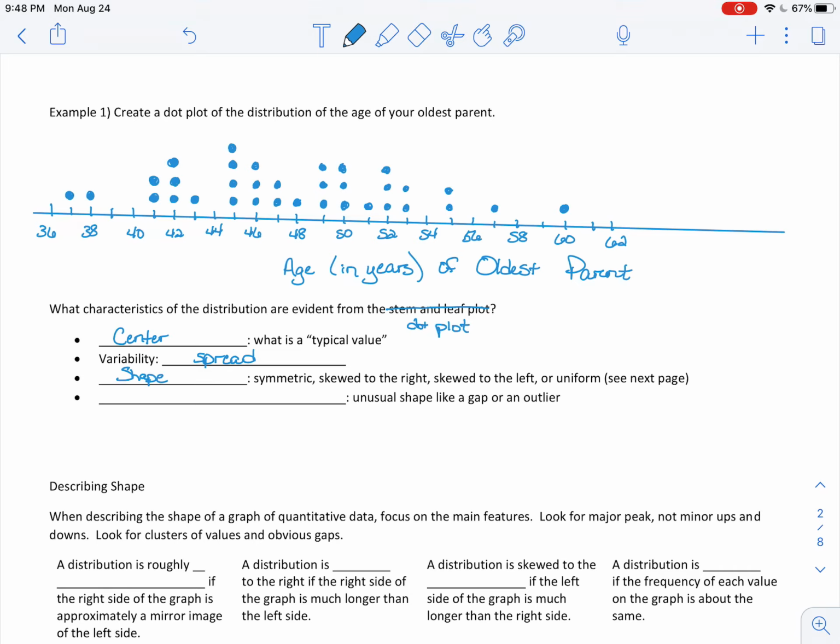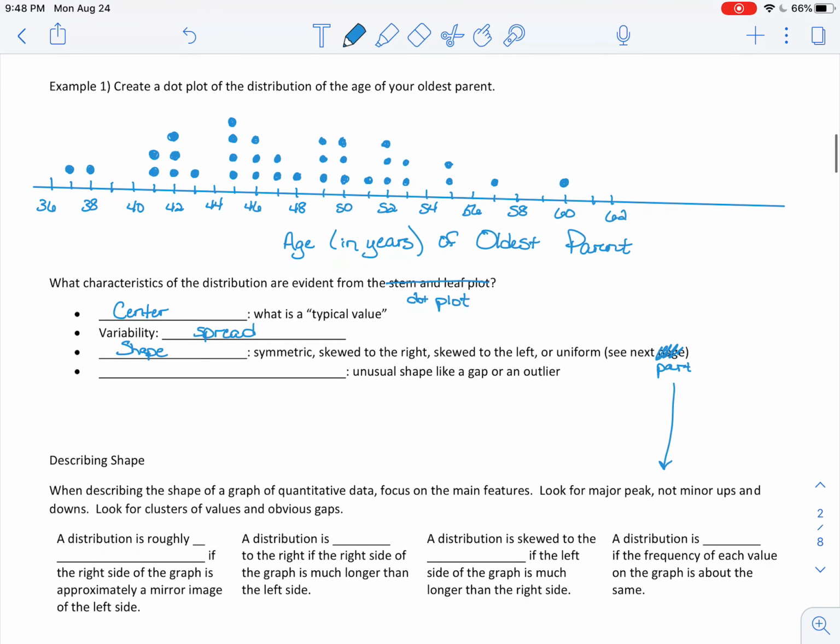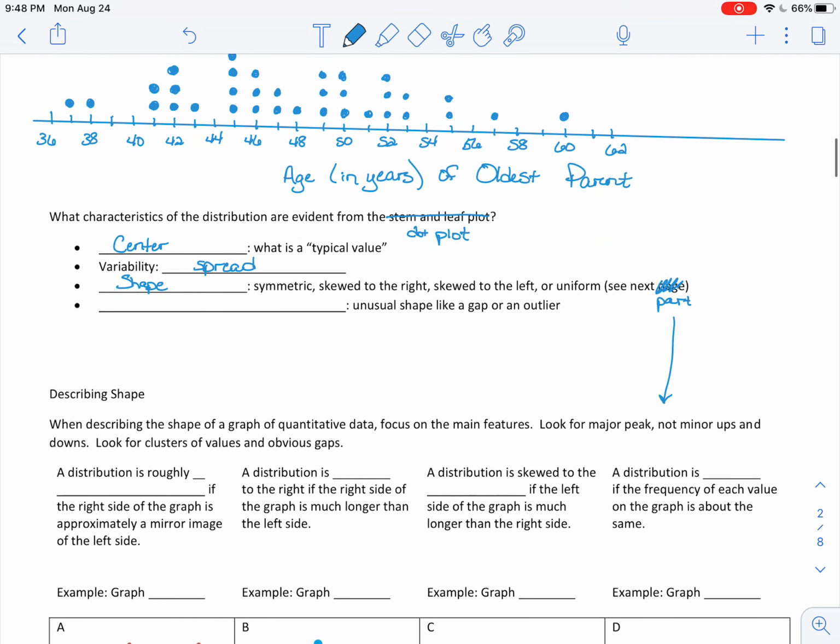So there are 4 types of shapes. Well, not really, see the next part, sorry. I updated these from last year, but I clearly didn't proofread very well. There are 4 different shapes that graphs can take on. Let's see, do I want to get into that? No, I'll get onto that in a second.